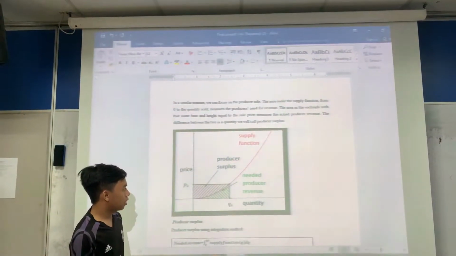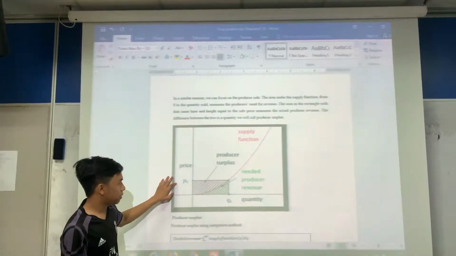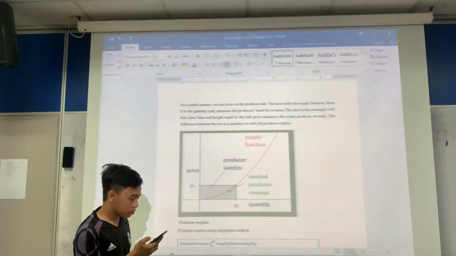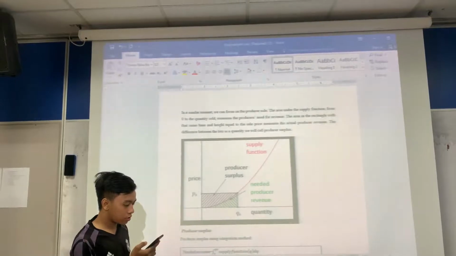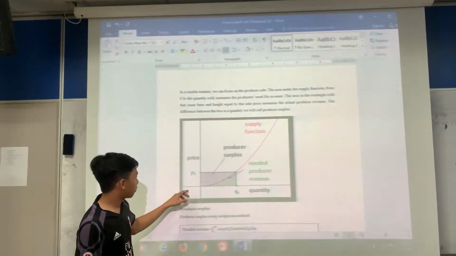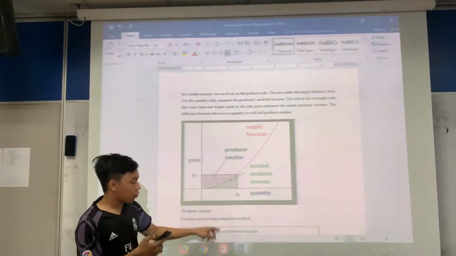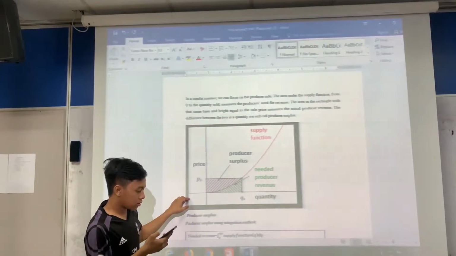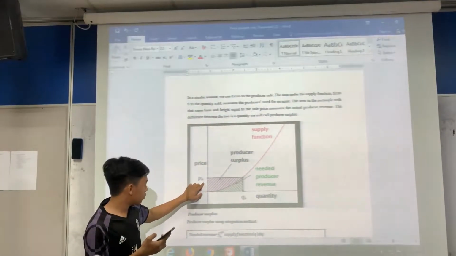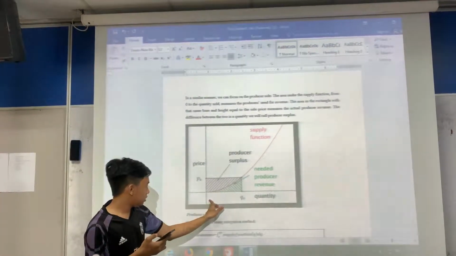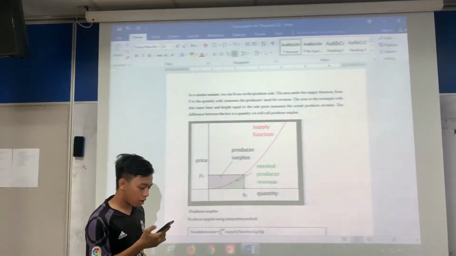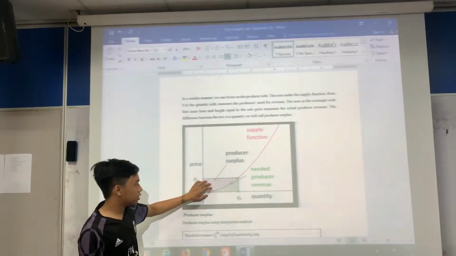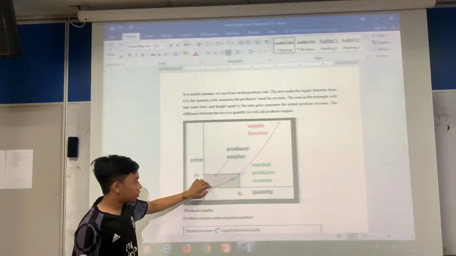Next, we tell about the producer surplus. So this is the diagram of producer surplus. Okay, so we focus on the producer side. So the area under the supply function from 0 to quantity sold is to measure the needed producer revenue. The area in the rectangle with height times base, with height PS and base QS, is to measure the actual producer revenue. So the difference between the two quantities is what we call producer surplus.